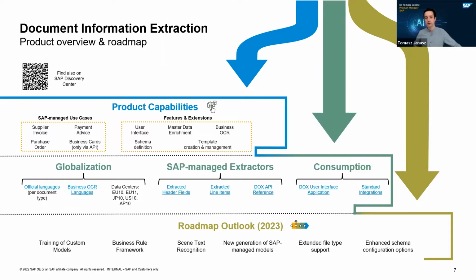We also intend to provide extended file type support. Today, we support PDFs and image-based files. We want to extend it also to Excel-based files. And we will also provide enhanced schema configuration options so that you are able to provide more capabilities to your custom fields that you want to extract from your documents.